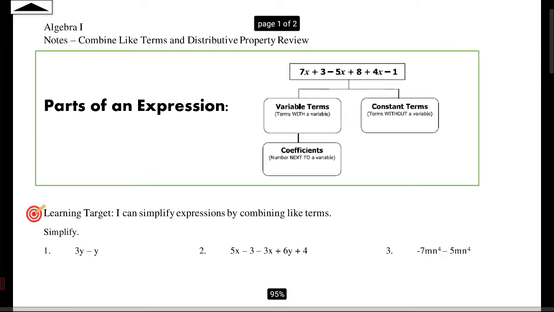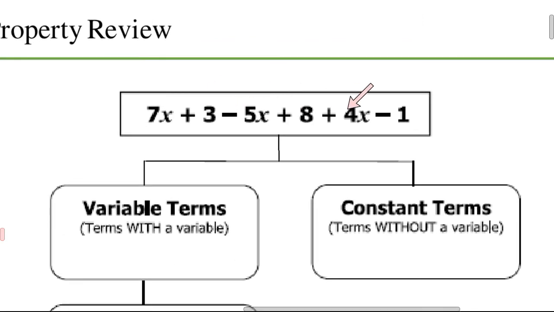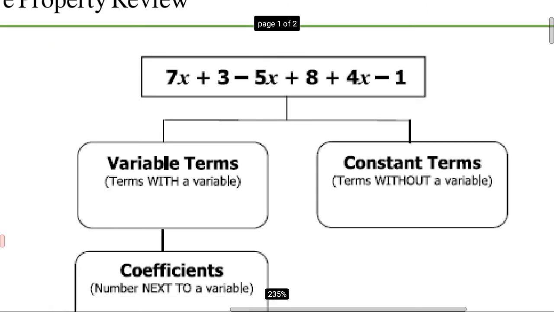So when you have an expression, which is basically just a bunch of terms separated by plus or minus signs, these terms are either a variable term. Well, what makes these variable terms if they are? It's if they have a variable. So this guy would be a variable term. He would be a variable term. What else could they be? They can be a constant term. These guys are without a variable. So that 3, that's a constant, 8, constant, and -1.